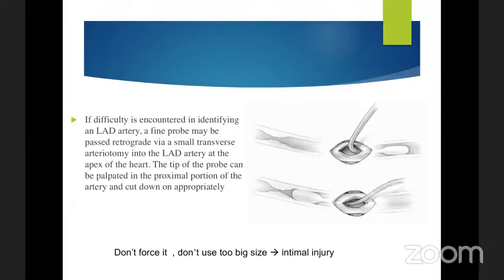If difficulty is encountered in identifying an LAD artery, a fine probe may be passed retrograde via a small transverse arteriotomy into the LAD artery at the apex of the heart. The tip of the probe can be palpated in the proximal portion of the artery and cut down on appropriately. Don't force the probe. Don't use too big a size. It might cause intimal injury.